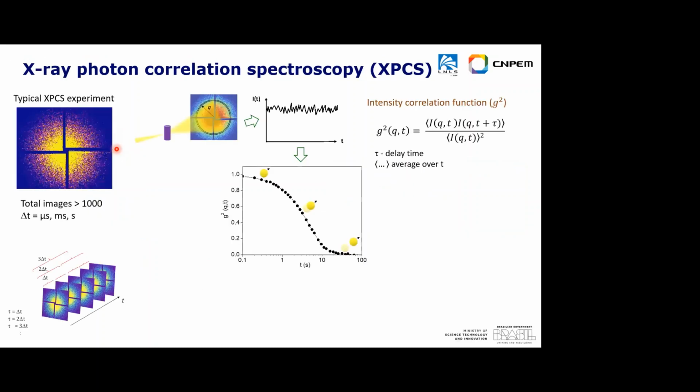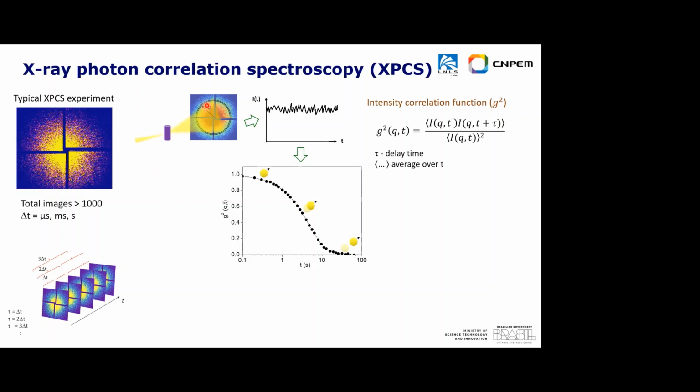So how is an XPCS experiment done? In a typical XPCS experiment, we will obtain a lot of images. For example, in this short video, you can see the fluctuation of the speckle patterns. It's due to the fluctuation of the scattering species in the sample. We're going to take a lot of images, thousands of images, with a time between them that can go from milliseconds to seconds to minutes. It depends on how fast the dynamics of your sample are.